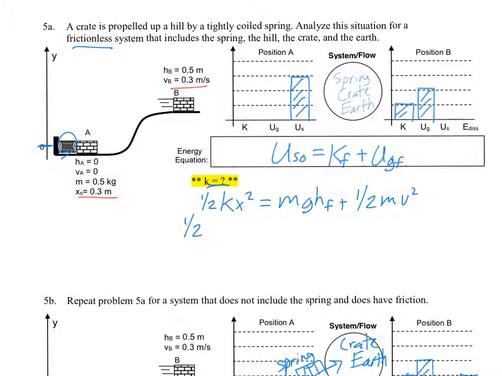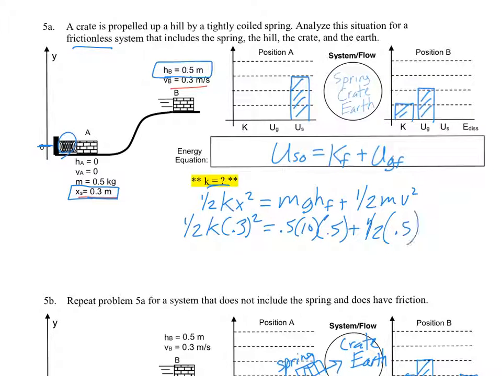So looking at what we know, we're looking for the spring constant, but we do know that our spring was compressed 0.3 meters. So that goes in here, make sure you square it. Then we have our gravitational potential energy, right? Our object has a mass of 0.5 kilograms times the acceleration of gravity, and it says that it's at a height of 0.5 meters. The kinetic energy, right? 1/2 times the mass times how fast it's moving, and it says that it's moving 0.3 meters per second up there at the top.